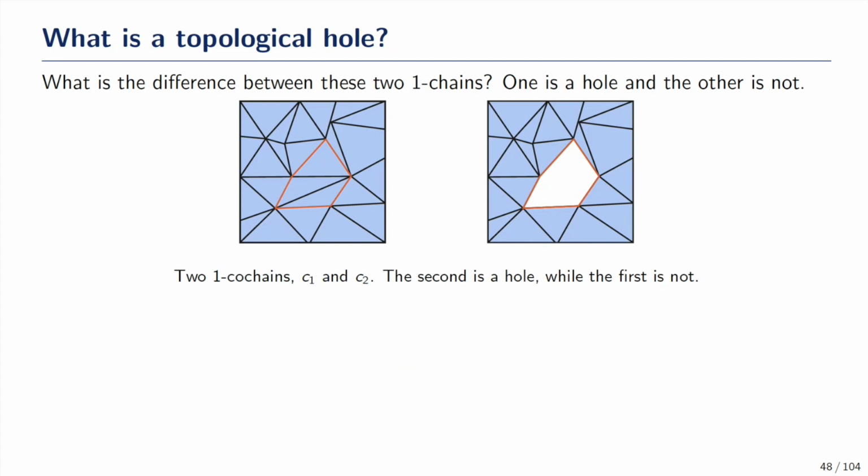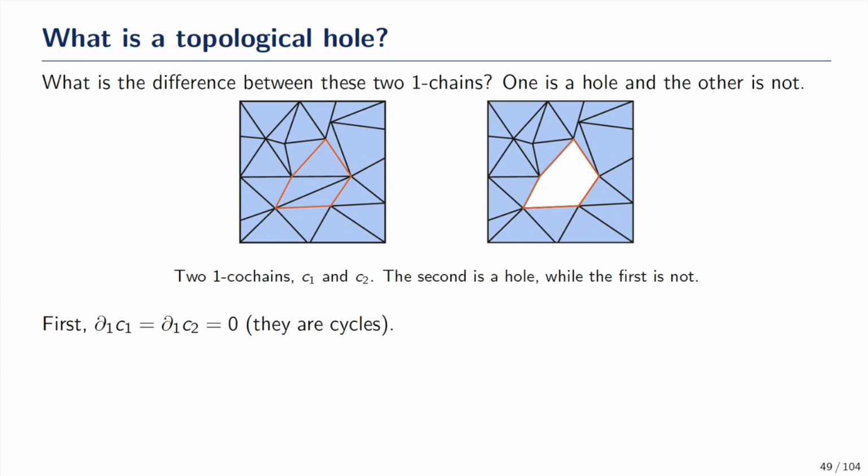Because it has some stuff inside. So let's just formalize in terms of these boundary operators what we mean by a hole. How would you define that? So first, let's see what they have in common. What they have in common is that they are both cycles, which means they don't have a boundary. So when we take the boundary, they should be sent to 0, because they're like a loop, they don't have a boundary. So they both have that in common.